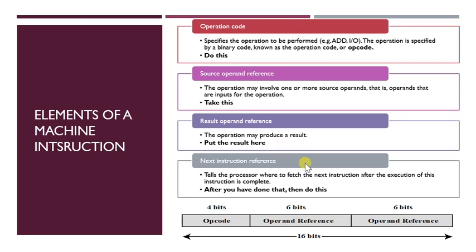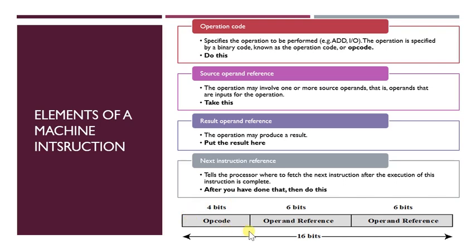The last one is the next instruction reference. What does it mean by next instruction reference? It tells the processor where to fetch the next instruction after the execution of this instruction is completed. So after you have done that, then do this. So basically the machine instruction will receive this kind of instruction: after you have done that, then do this. For example, after you have done the addition process, then you need to do the multiplication process, right? So this is the simple machine instruction.